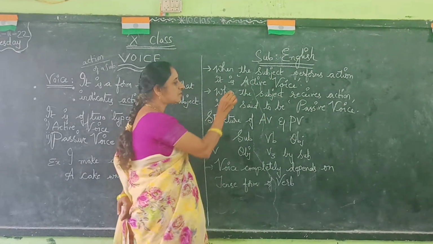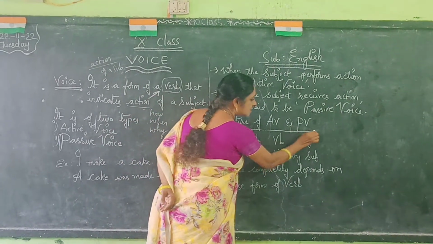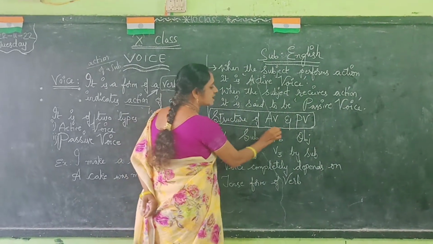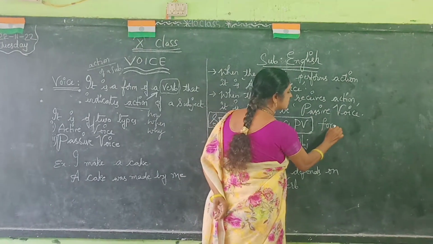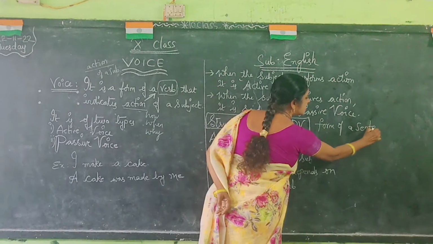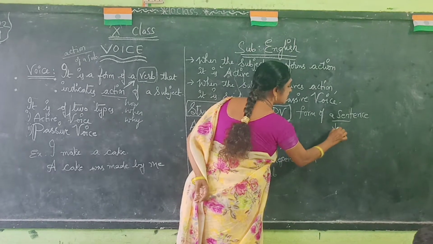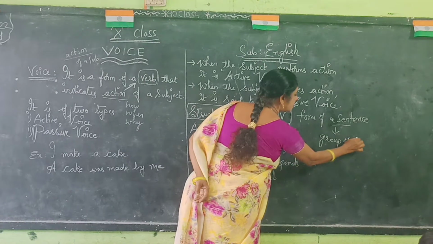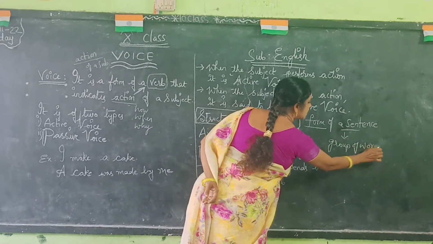Before going to know about active voice and passive voice, first of all let us have a look at the structure of active voice and passive voice. What is the structure? Structure means the form of a sentence. You all know about a sentence. A sentence is formed with a group of words. If you write that group of words in a regular form, it becomes a sentence.